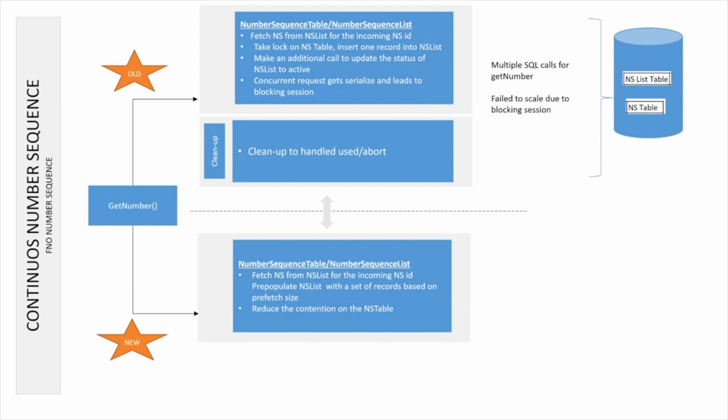Now, what is the value add of this? It reduces the contention that we have on the number sequence table over a period of time. Based on the prefetch size, we populate a set of records in the number sequence list, and we pick one of the records and return it.